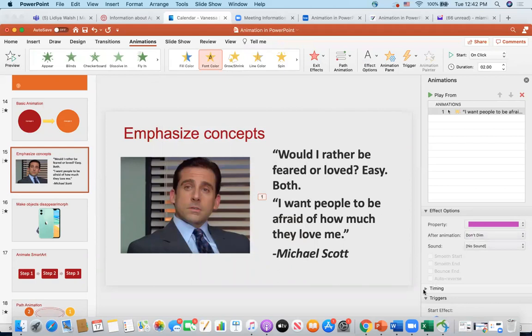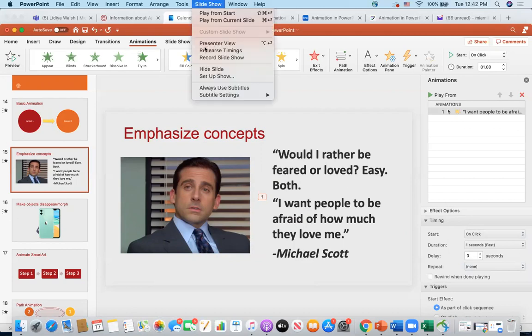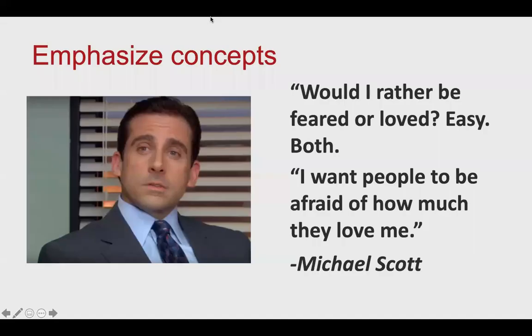And you can go into timing as well. Let me close that so it's easier to see. And I can change the duration. I might want to make it a little faster. 2 seconds is kind of slow at this point. So if I go into my slideshow and I click my space bar, that's how I get that purple effect to emphasize part of my text.